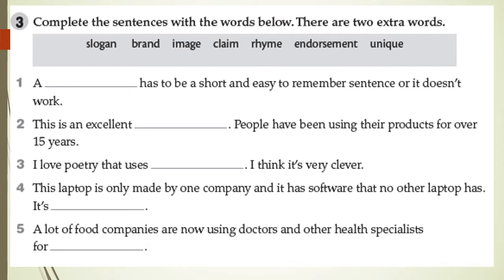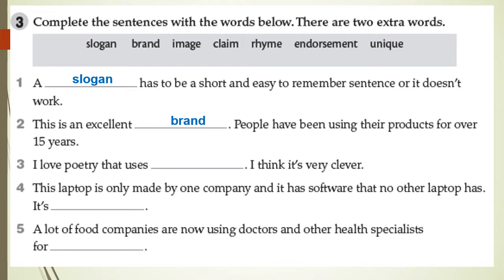Now it's time for exercise 3. You have here the list of words. We need to complete the sentences from the list. Slogan: short words to express advertisements. Brand: something public that everyone knows. Image, claim, rhyme, endorsement, unique. Number 1: a slogan has to be a short and easy to remember sentence or it doesn't work. Number 2: this is an excellent brand. People have been using their products for over 15 years.